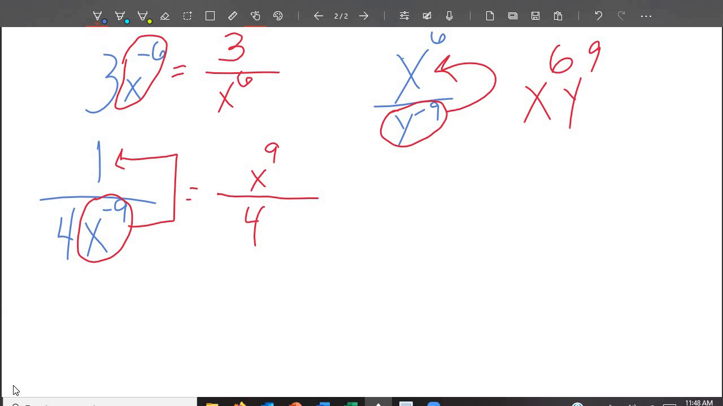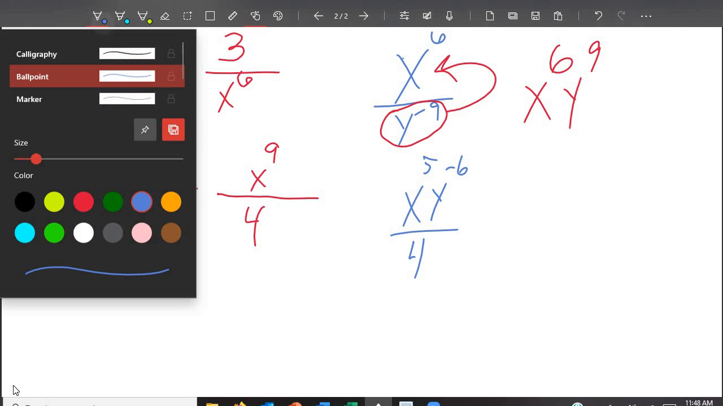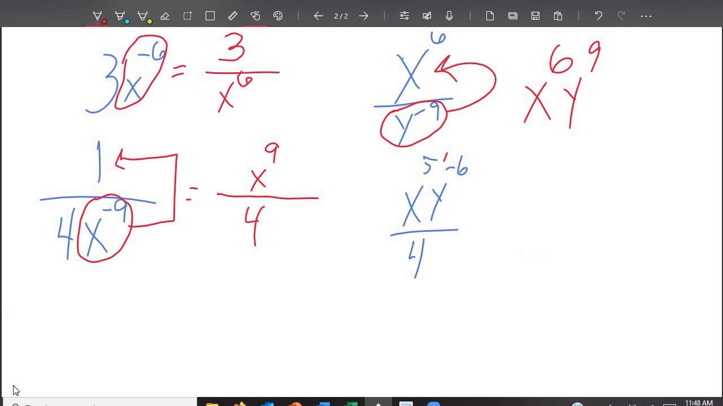Let's say I had x to the 5th, y to the negative 6th over 4. Now, in this problem, only the y has a negative exponent. Because it's negative in the top, we're going to move it down here with the bottom. Now, the x to the 5th stays where it is, 4 stays where it is, and the y moves to the bottom.